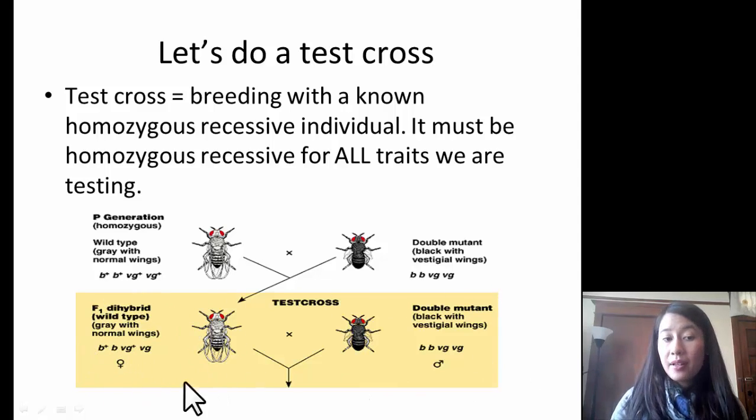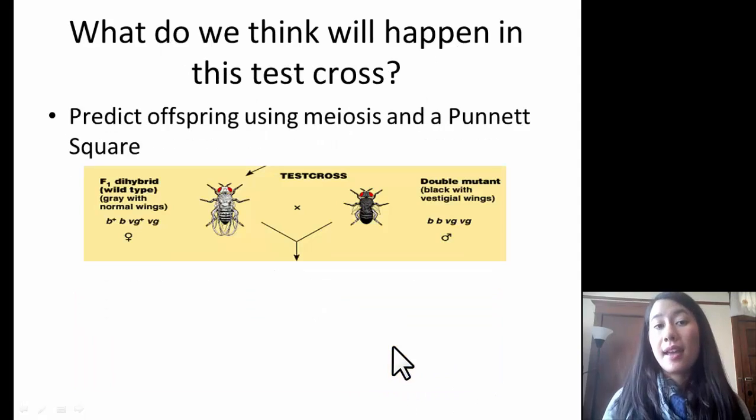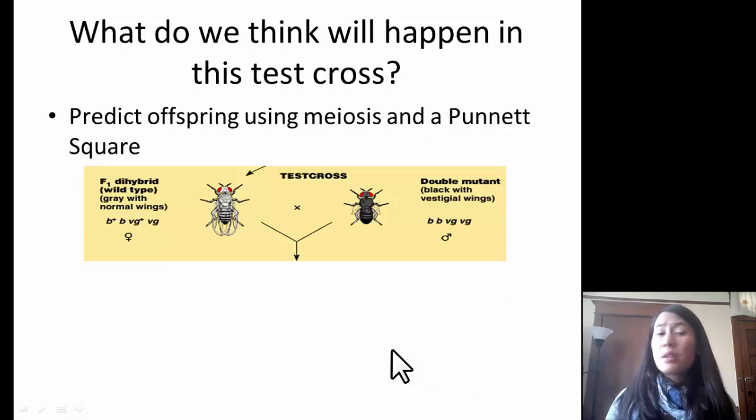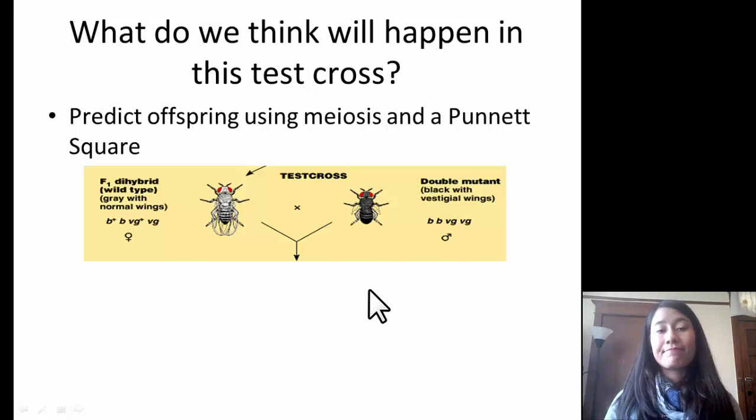Our dihybrid F1 wild type with the double mutant over here. Let's see what we're going to get. The first thing that we're going to try to do is make some predictions in the test cross. We're going to predict the offspring from our dihybrid with our mutant using meiosis and a Punnett square.